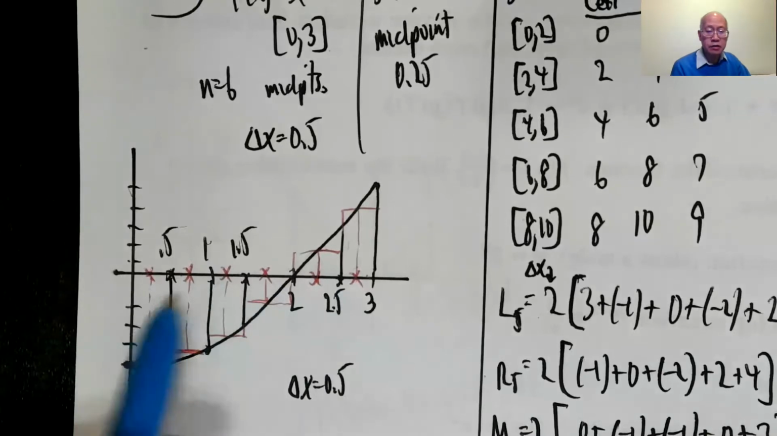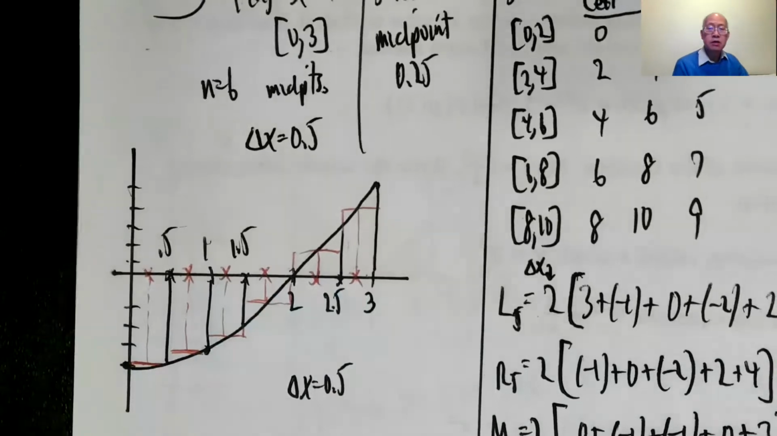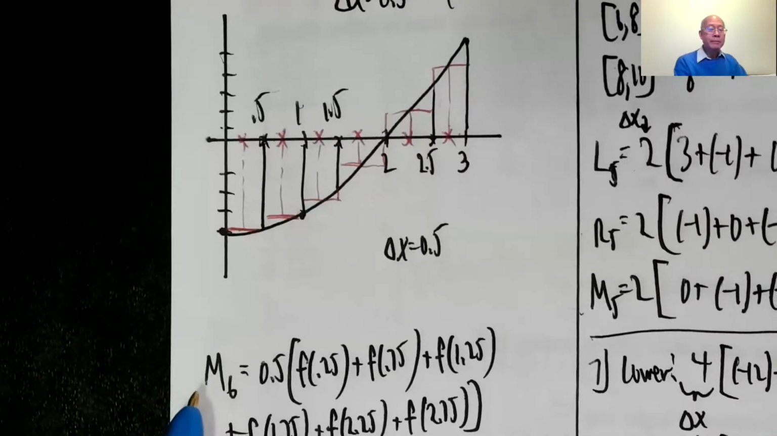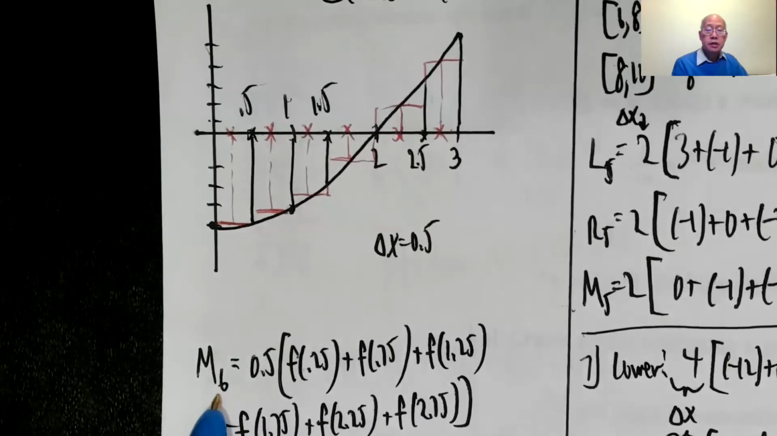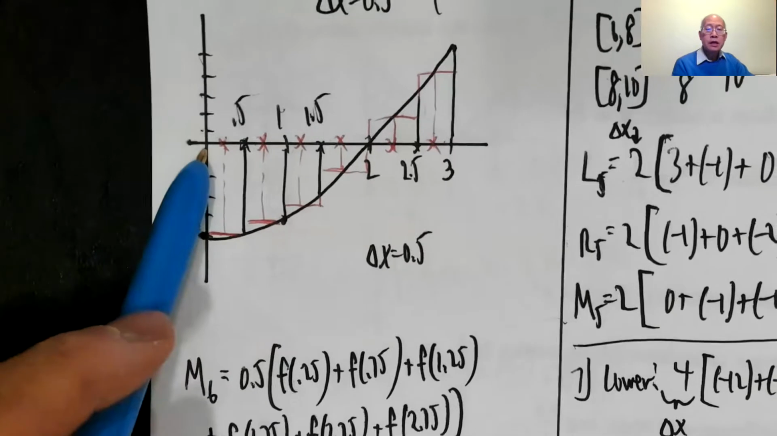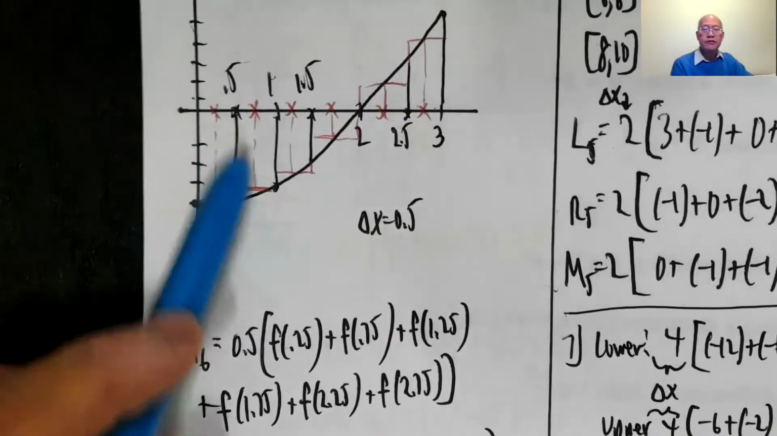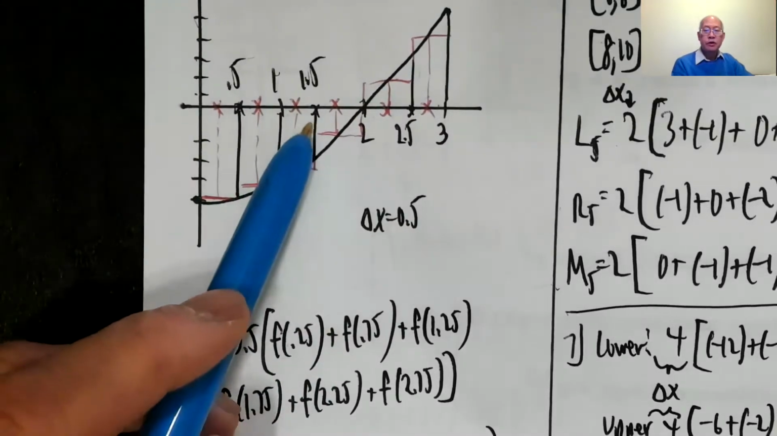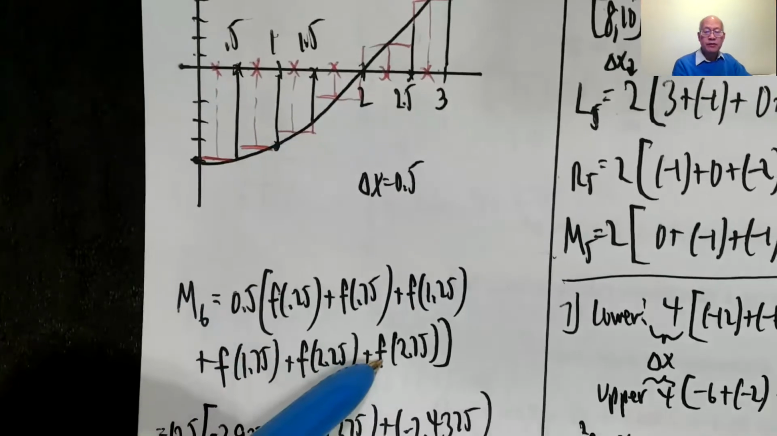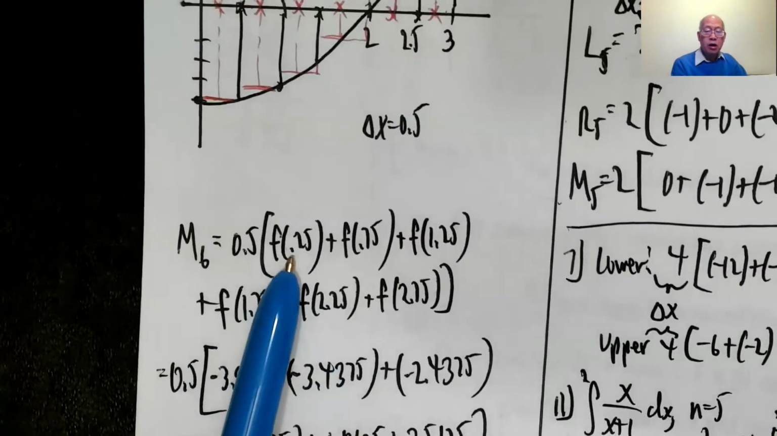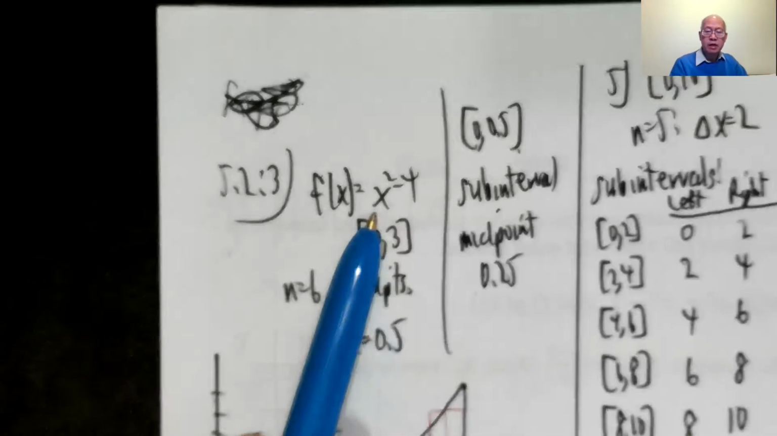In this particular case, it looks like there's more negative than positive, so I'm expecting the Riemann sum, the estimate, to be negative. So M6, using midpoints and 6 subintervals. So delta x is 0.5. The midpoints are f of 0.25, f of 0.75, f of 1.25, f of 1.75, f of 2.25, f of 2.75. Then I plug all of these 6 numbers into the function x squared minus 4.